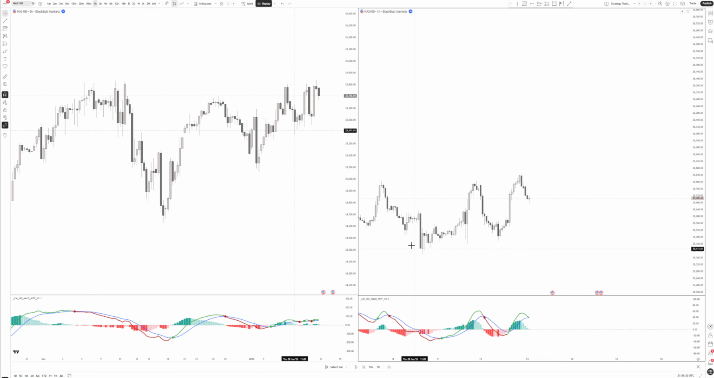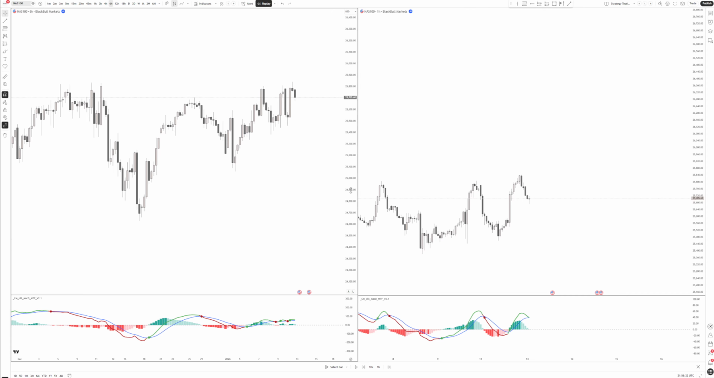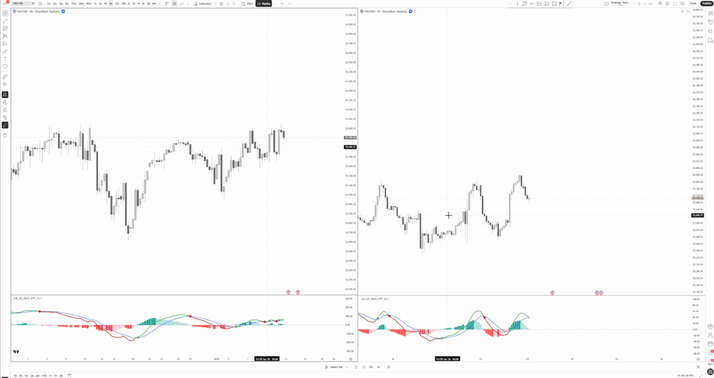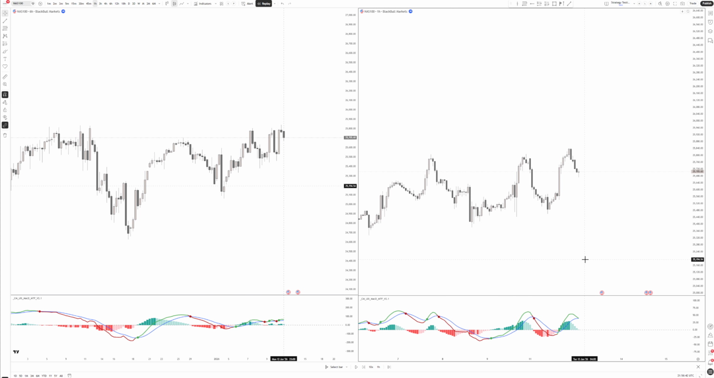So bias wise, this looks like a strong strategy to get your overall bias, and then those of you guys that are using a lower time frame would execute trades in and out of the trade. So overall, this is quite a strong contender to give you the overall bias of the day so that you can go and execute trades on the lower time frame.